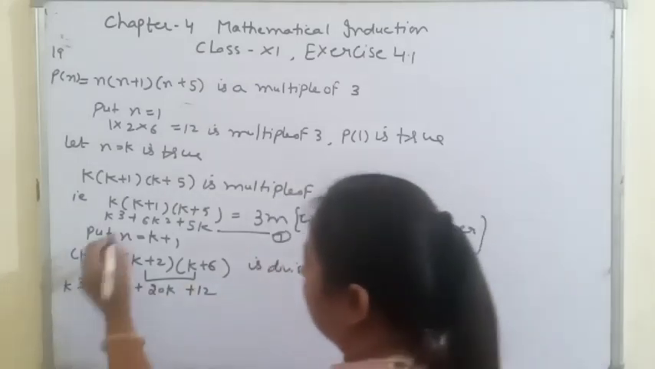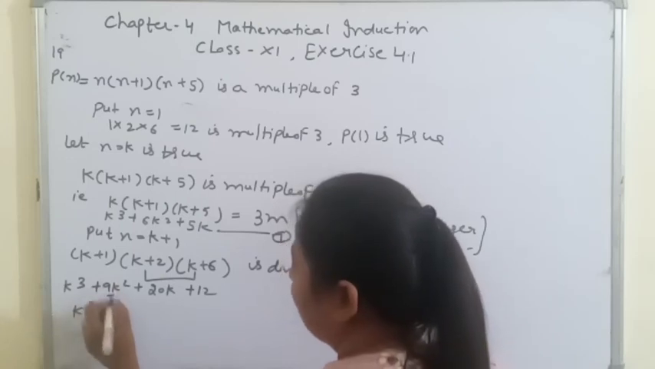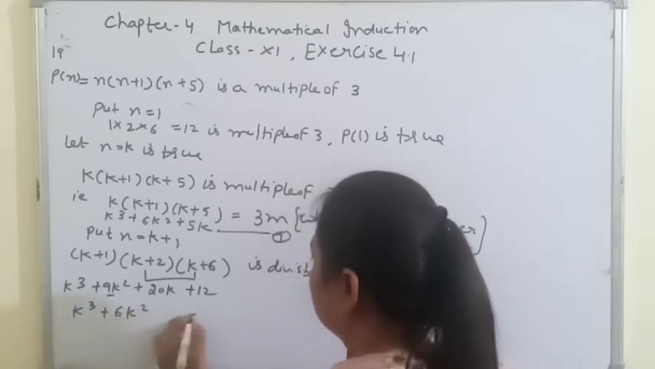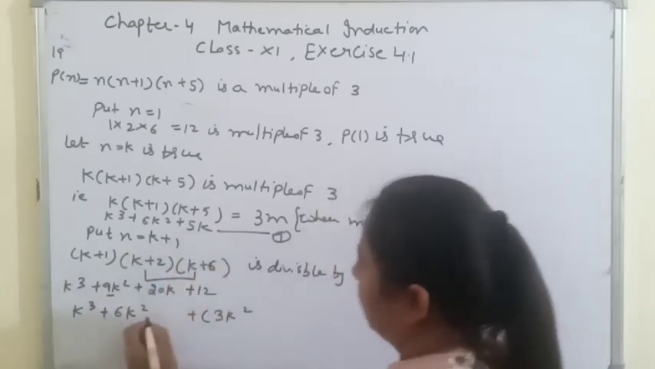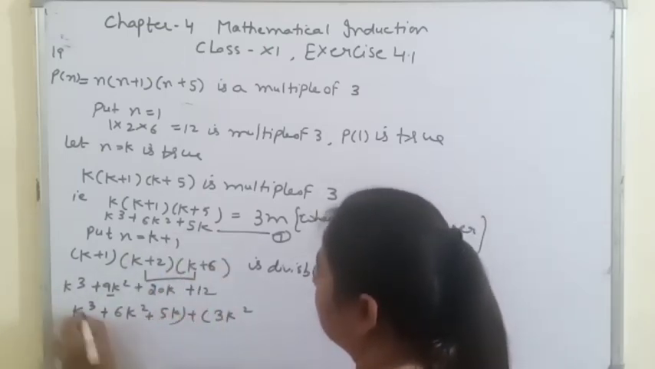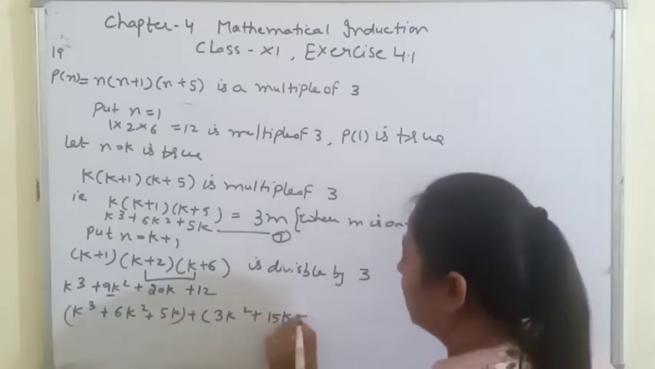Now let's see how we can show that this is a multiple of 3. From the first we have k cube and 6k square. Here we have 9k square. So what is left with us? 3k square and 20k, this is 5k. Write 5k here, and what is left with us? That is 15k plus 12.